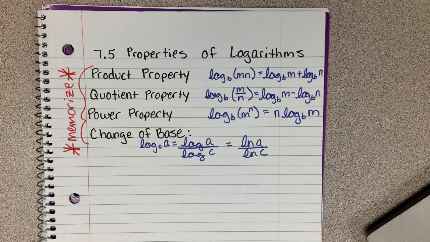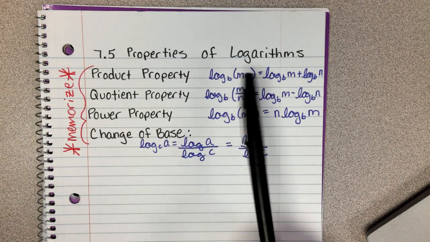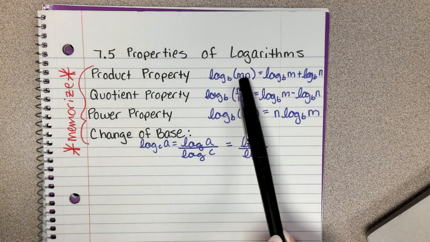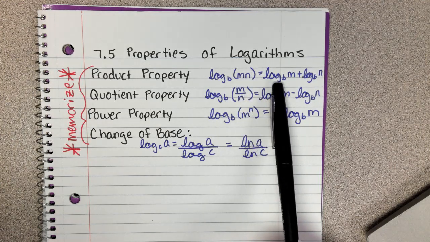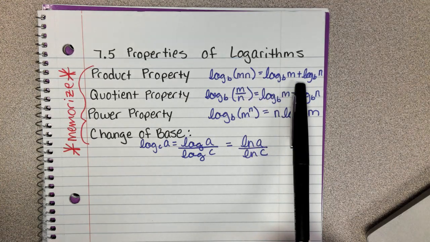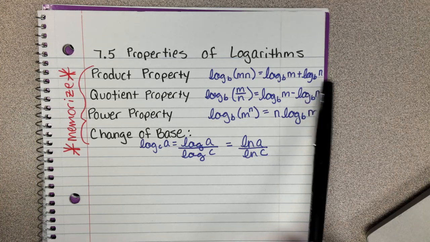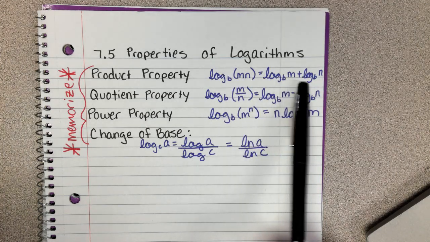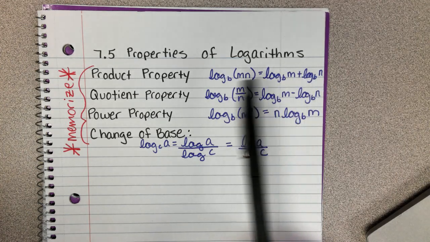Good morning, everyone. Let's talk about properties of logarithms. So there are four properties for you to know. First is the product property. Notice log base b of m times n would be equal to log base b of m plus log base b of n. So you can separate this one logarithm into two logarithms and add them.